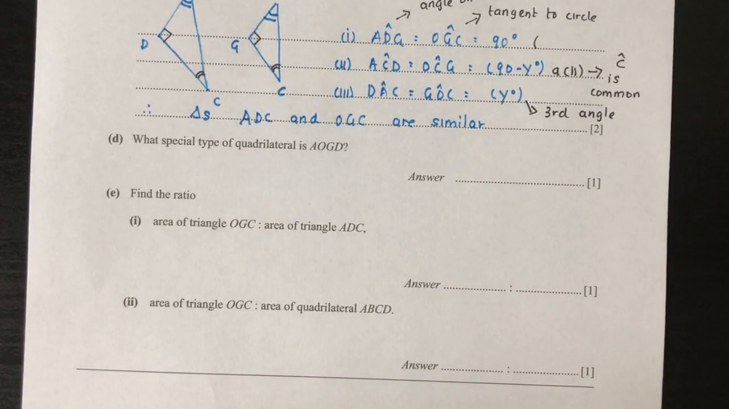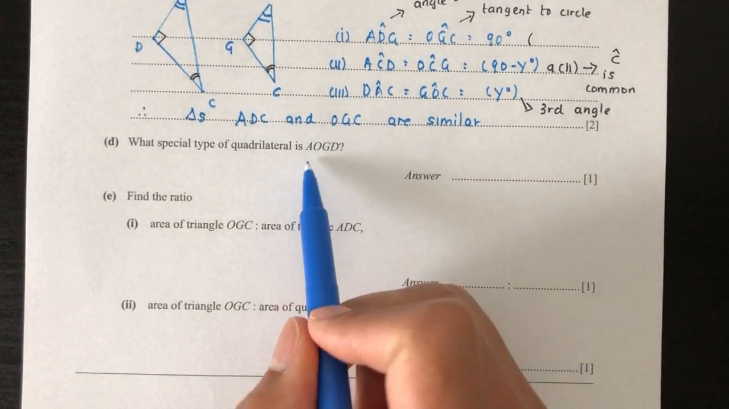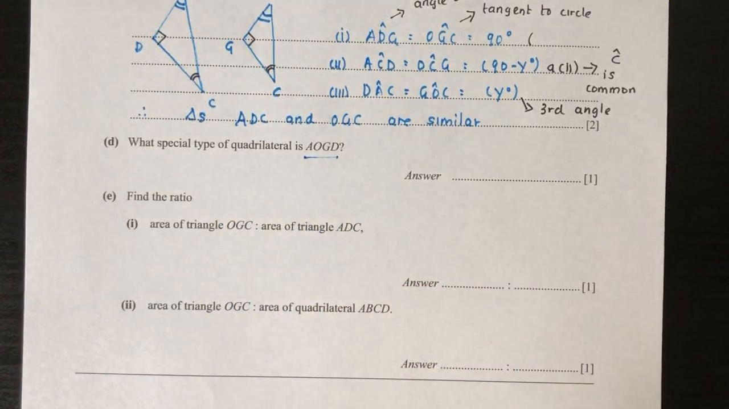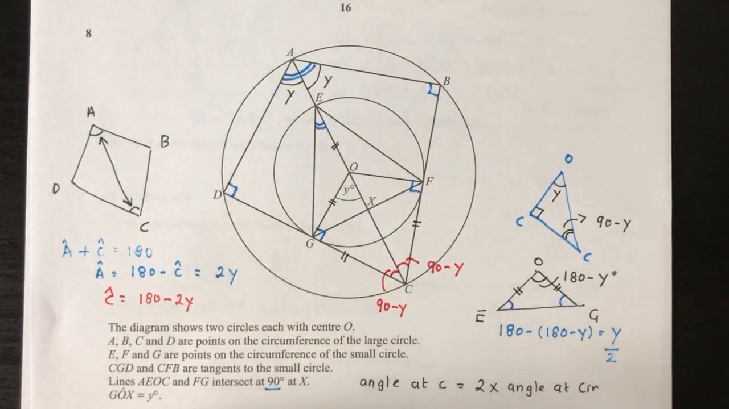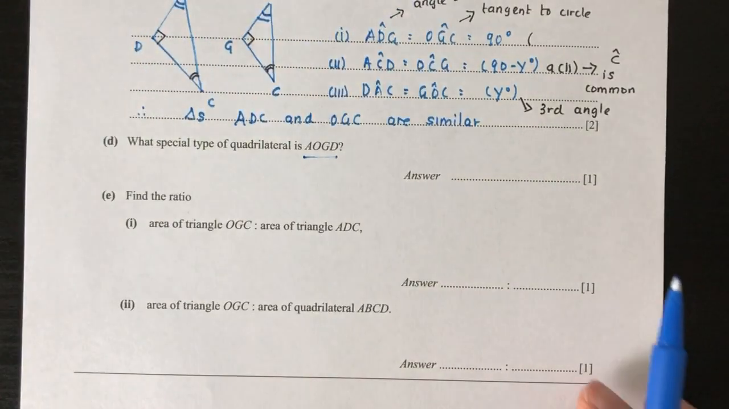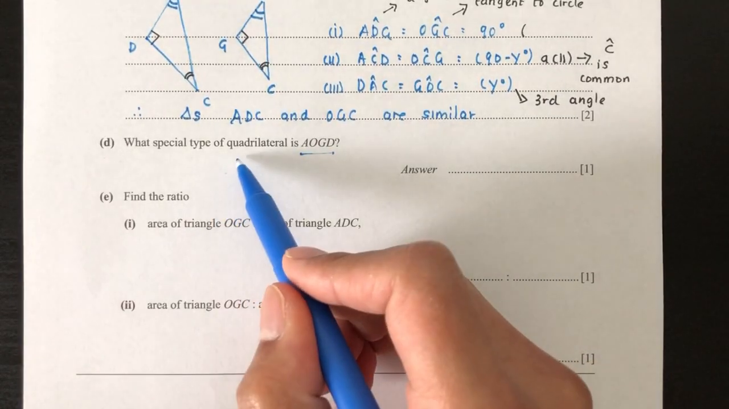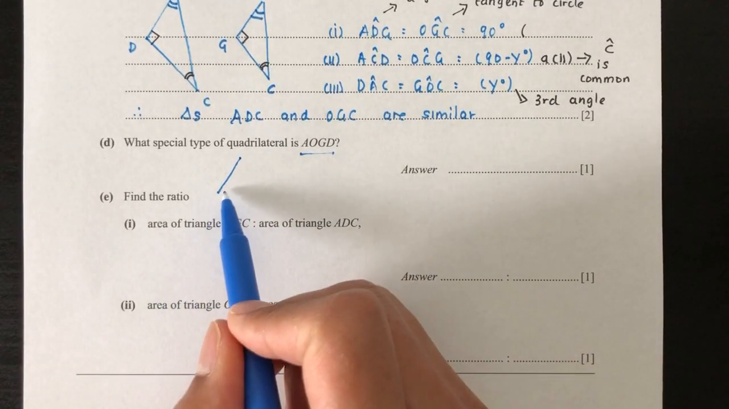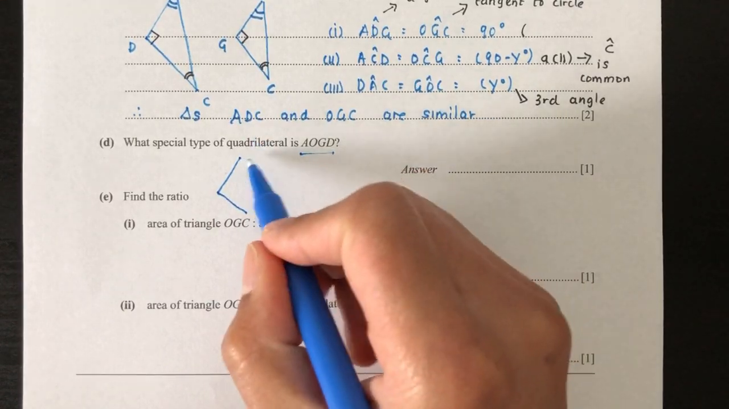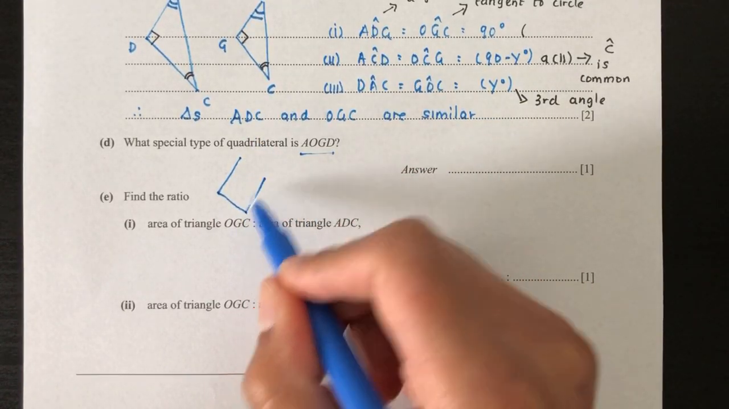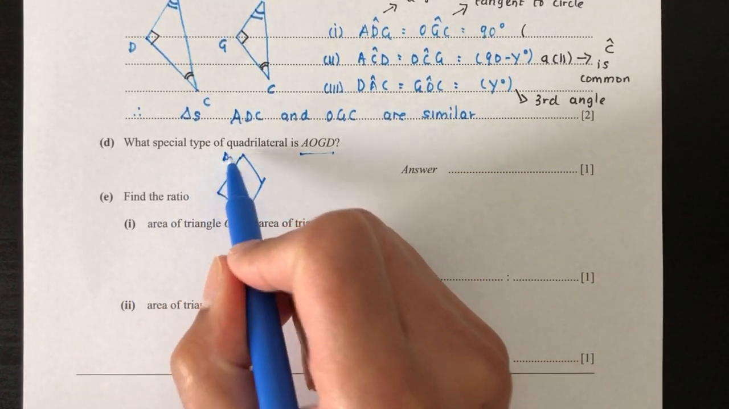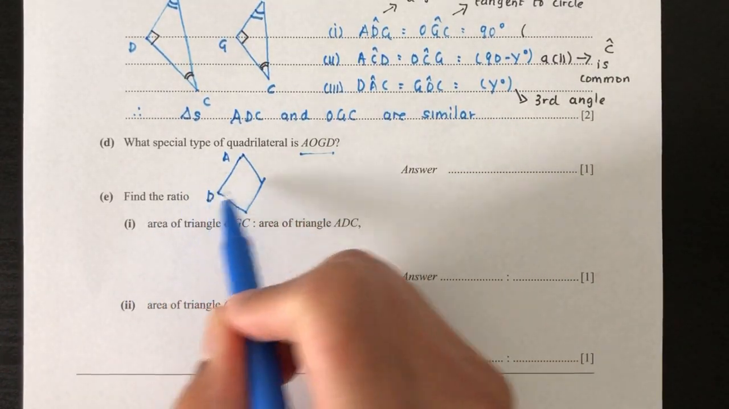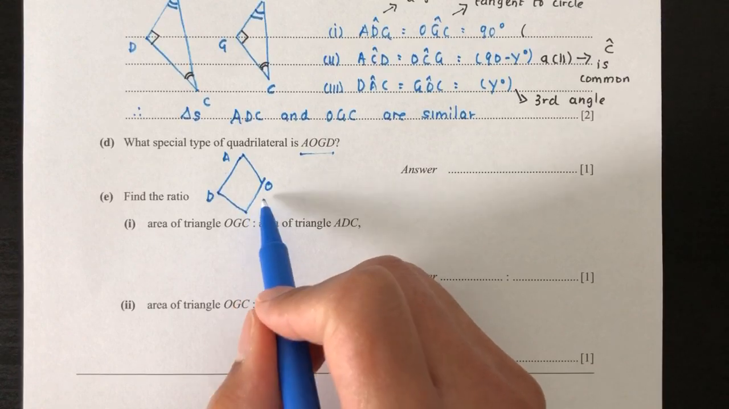What special type of quadrilateral is AOGD? Let's have a look. So we have AOGD. The one thing we can do is draw this first and see what we can derive. So we have this AD, this and this, something like this. That will be A, that will be D, that will be O, and that will be G.